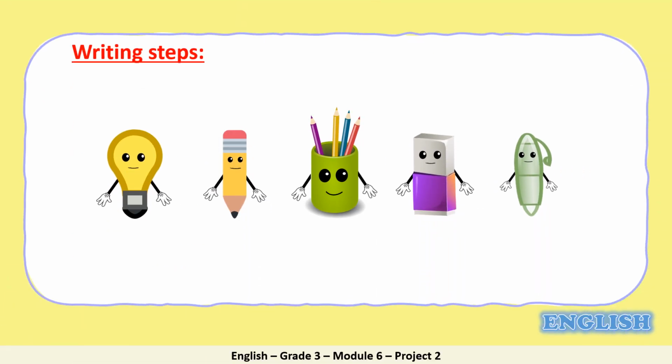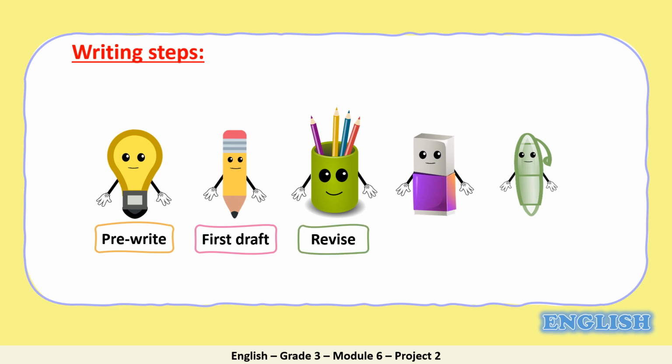Before we start writing immediately, we will go through the steps of writing. This way, it will be easier to make our writing perfect and without mistakes. The steps are pre-write, first draft, revise, edit, and final draft. Don't worry, I will tell you what each of them means in a moment.